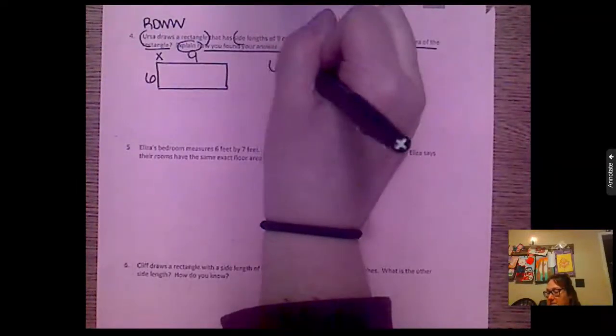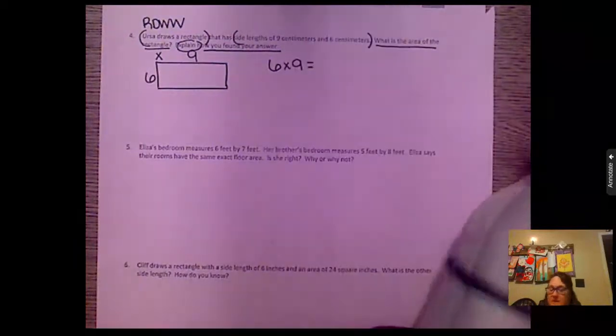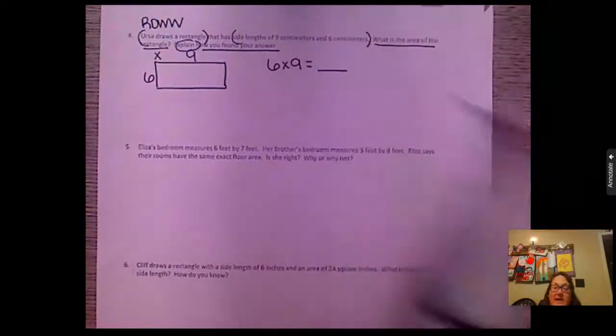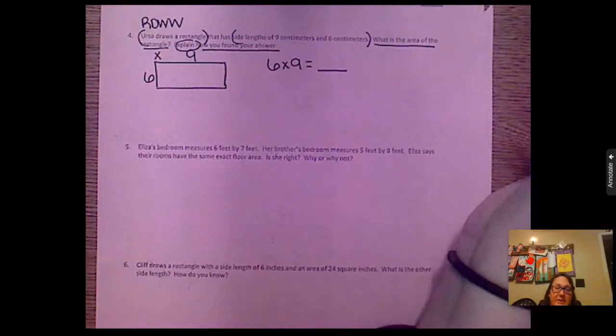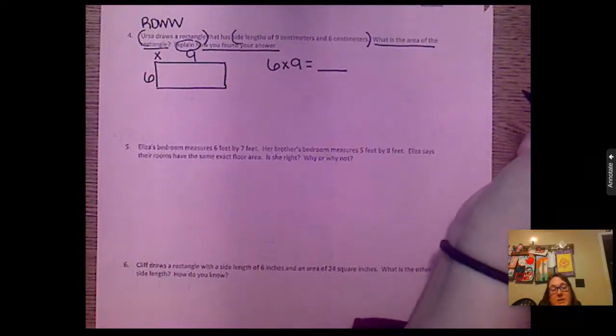Okay. My question says, what is the area of the rectangle? And then explain, so that means we need to use words, how we found our answer. Okay, so to find the total area here, I could do 6 times 9, or 9 times 6, equals blank. And to find that, you can count by 6s or you can count by 9s. If you want to pause that and find your answer, that would be great. Go ahead and pause your video, find your answer. Don't forget your label, so think about what your label would be.